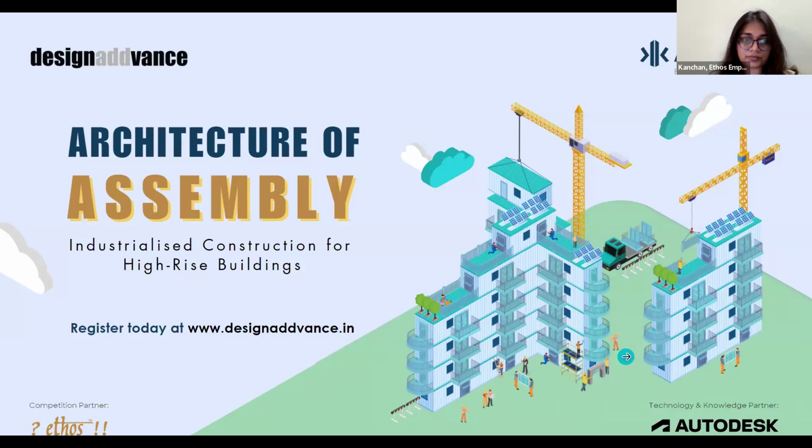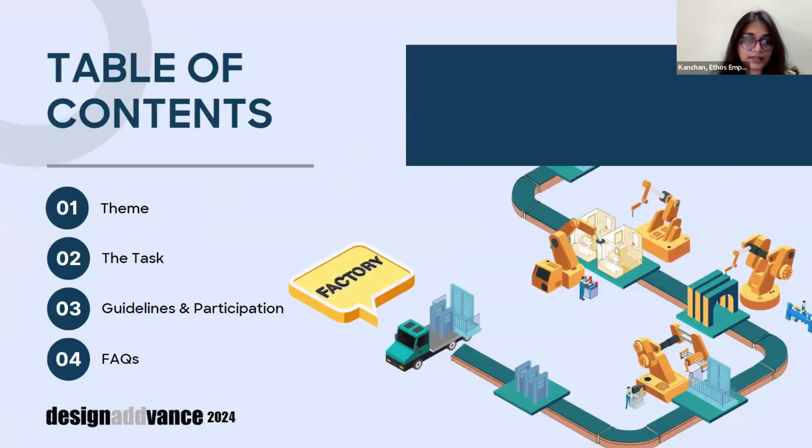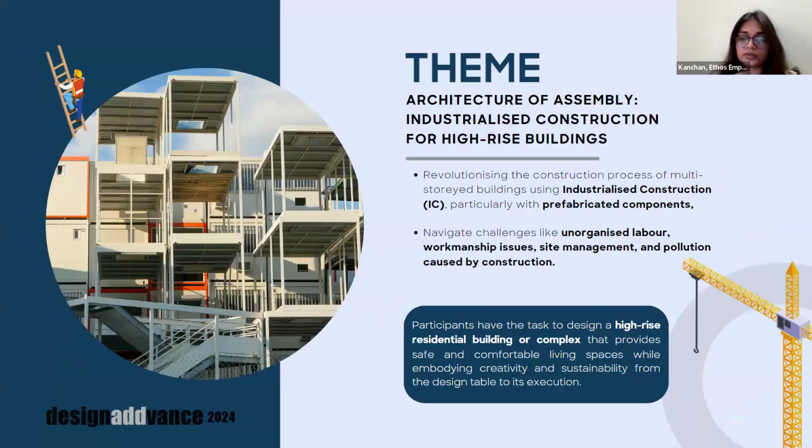First we'll break down this theme. Then we'll discuss your design task, the guidelines for participation, and a few frequently asked questions that we received. The theme is architecture of assembly, and what it means is you are assembling at the site some components which have been manufactured elsewhere. Elsewhere is the factories where the prefabricated components are manufactured in bulk. Thereafter, they are transported to the site and assembled there into the building.